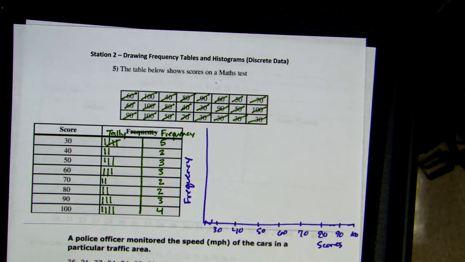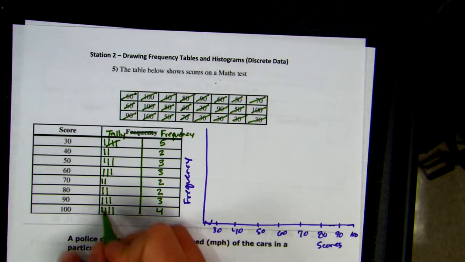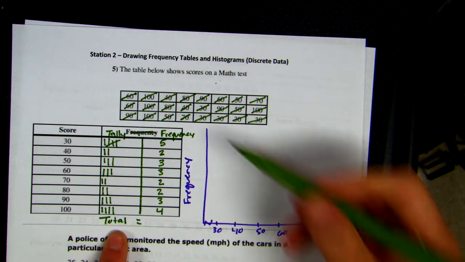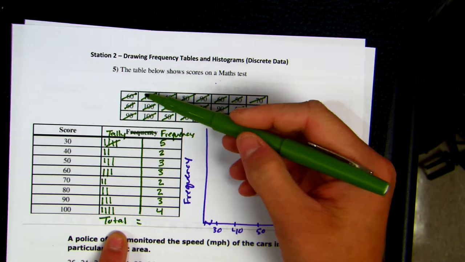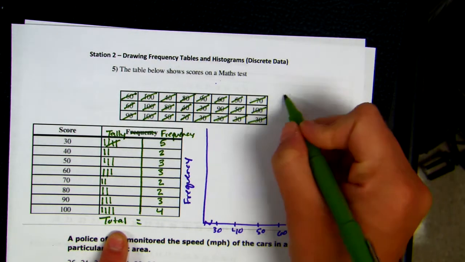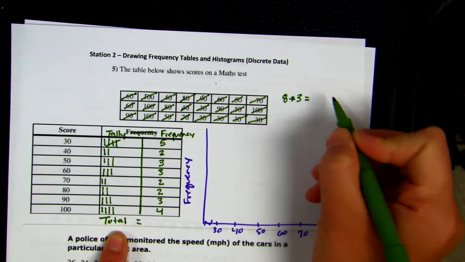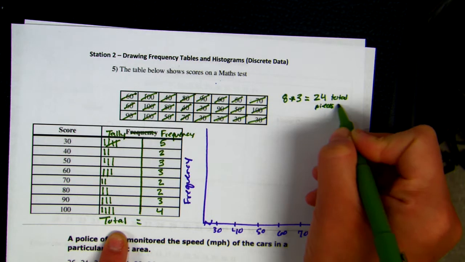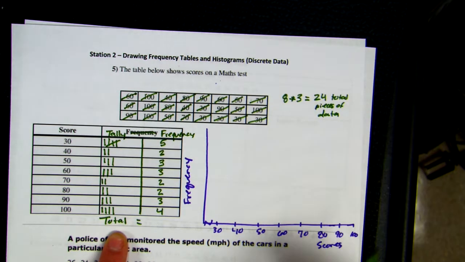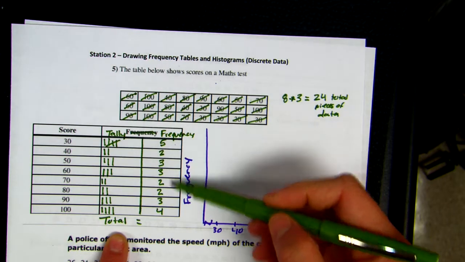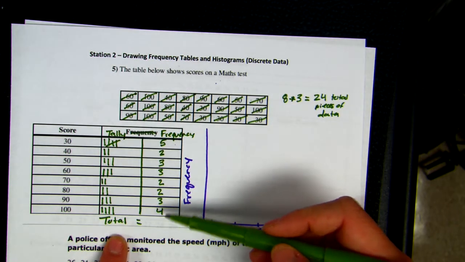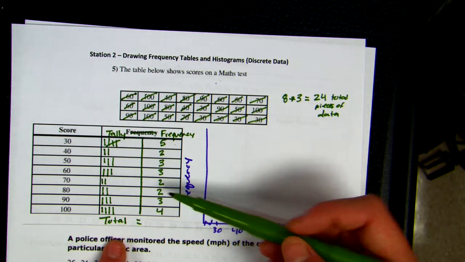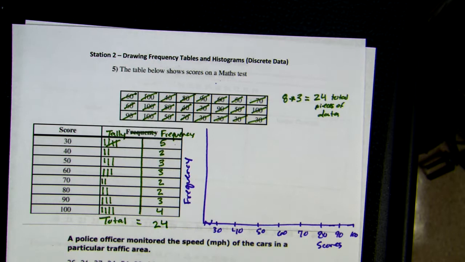Okay? Now, to make sure that I've correctly transferred over my data, I always look for the total. So for the total, I know I have 8 times 3 pieces of data, which is 24. So I have 24 total pieces of data. If I have 24 total pieces of data, these numbers should add up to 24. And if I plug 5 plus 2 plus 3 plus 3 plus 2 plus 2 plus 3 plus 4 in my calculator, I should get 24.